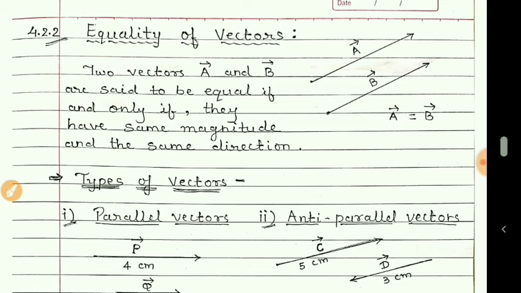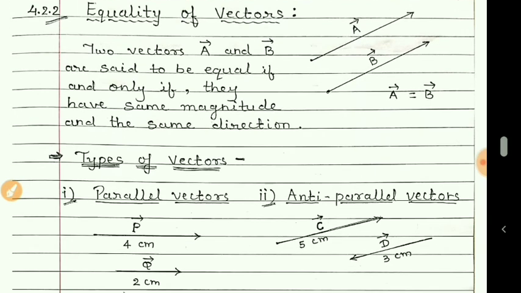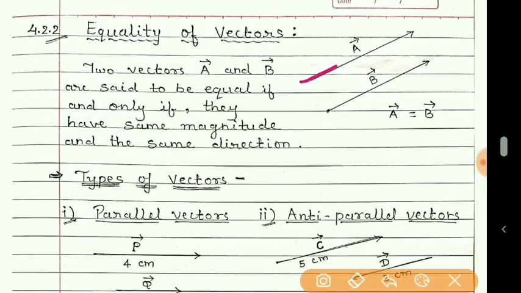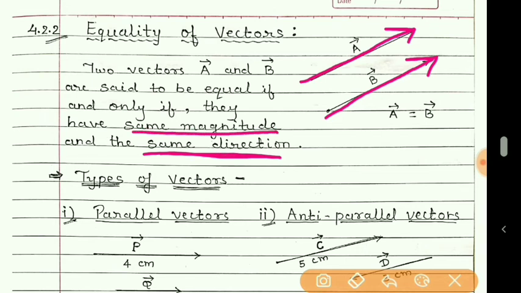Also, you can see that the direction of vector A is this. Also, the direction of vector B is also along that direction only. They are parallel to each other. So we can say that the directions are also same here. So if the magnitude is same and the direction is same, then the vectors are said to be equal vectors.